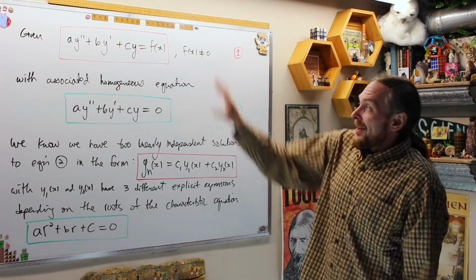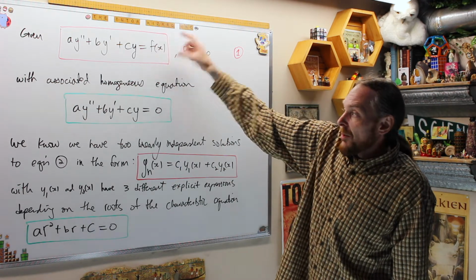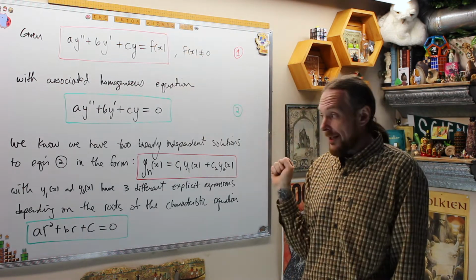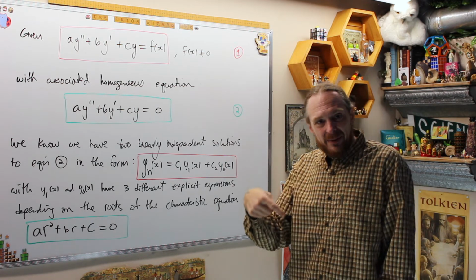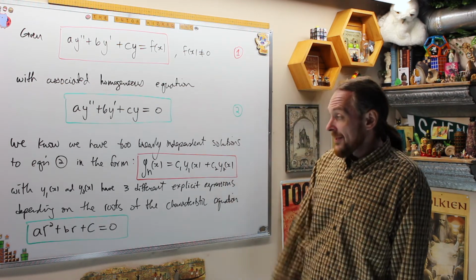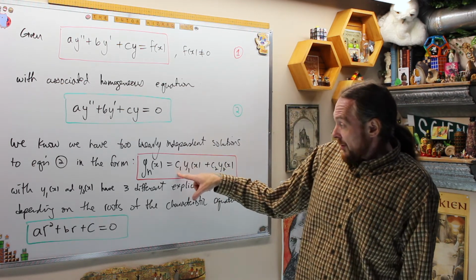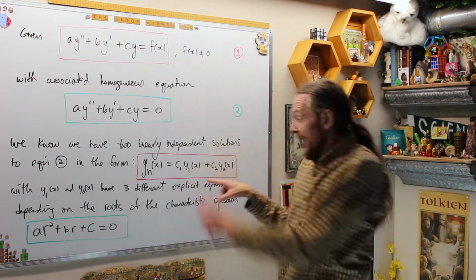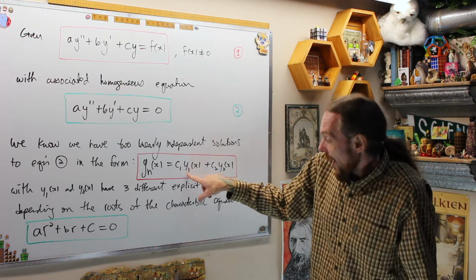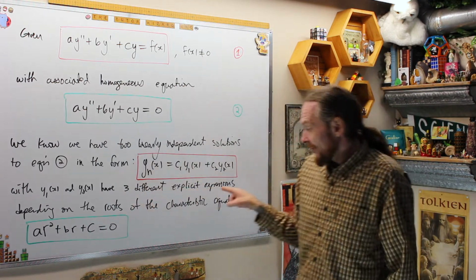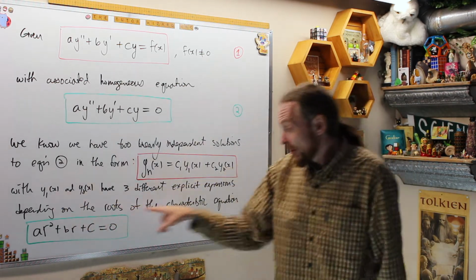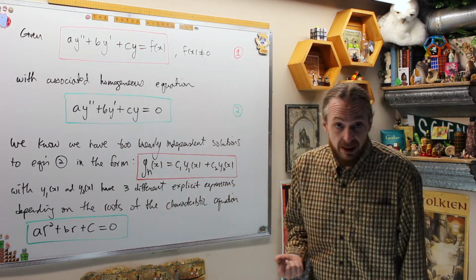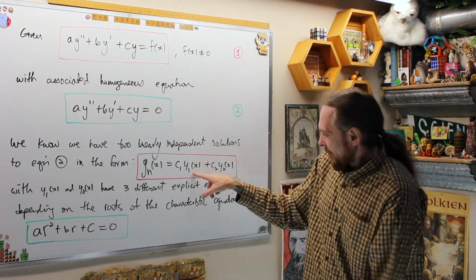So let's start. Given this non-homogeneous one, we always have an associated homogeneous equation. We just let f equal 0 temporarily. Then from that, in the previous videos, we saw systematically our theorem gives us the two linearly independent solutions, or the general solution to the homogeneous equation of this form, where y1 and y2 specifically have three different explicit expressions depending on the roots of the characteristic equation ar squared plus br plus c equals 0. So we have the three cases and we can always find y1 and y2.